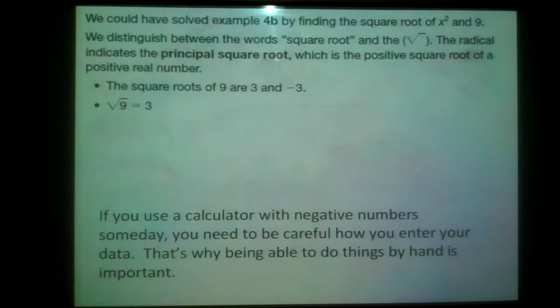But just another side note here: if you use a calculator with negative numbers someday, which some of you already do, you need to be careful how you enter your data. That's why being able to do things by hand is important. I get a lot of students that try to type things all at once, and the calculator doesn't like it, and it comes out with an answer that the student doesn't like. You have to know how to type those things correctly too. So knowing how to do something by hand is very important.